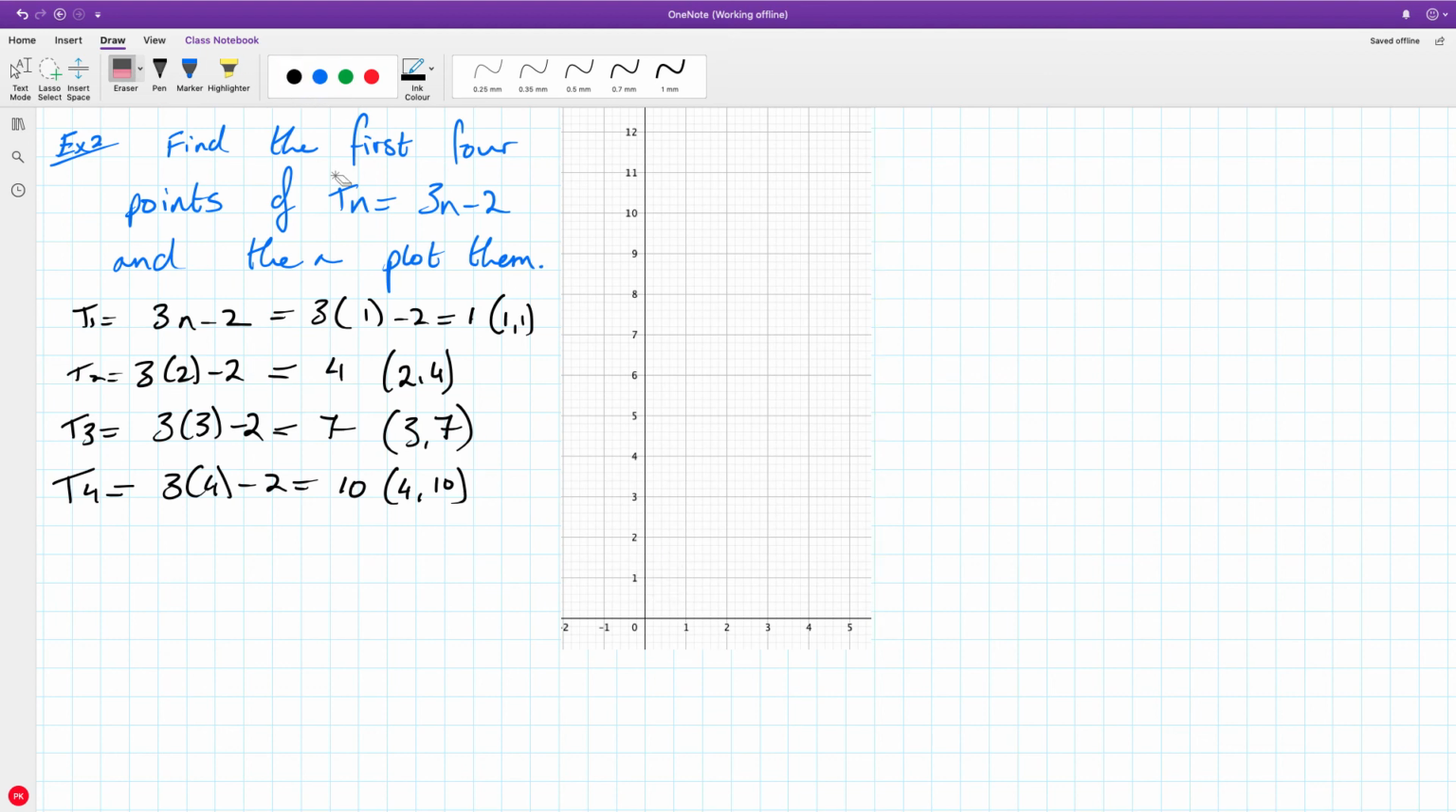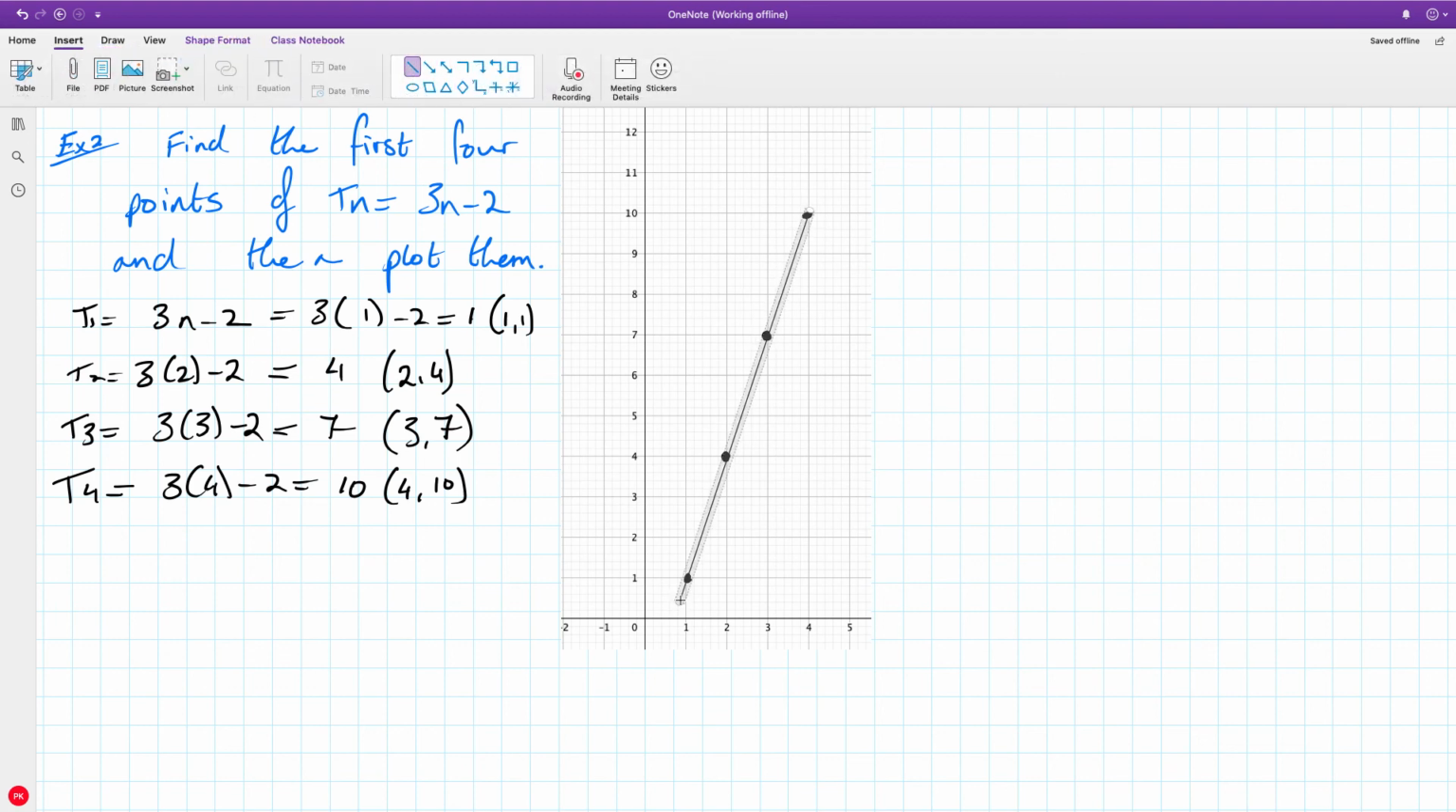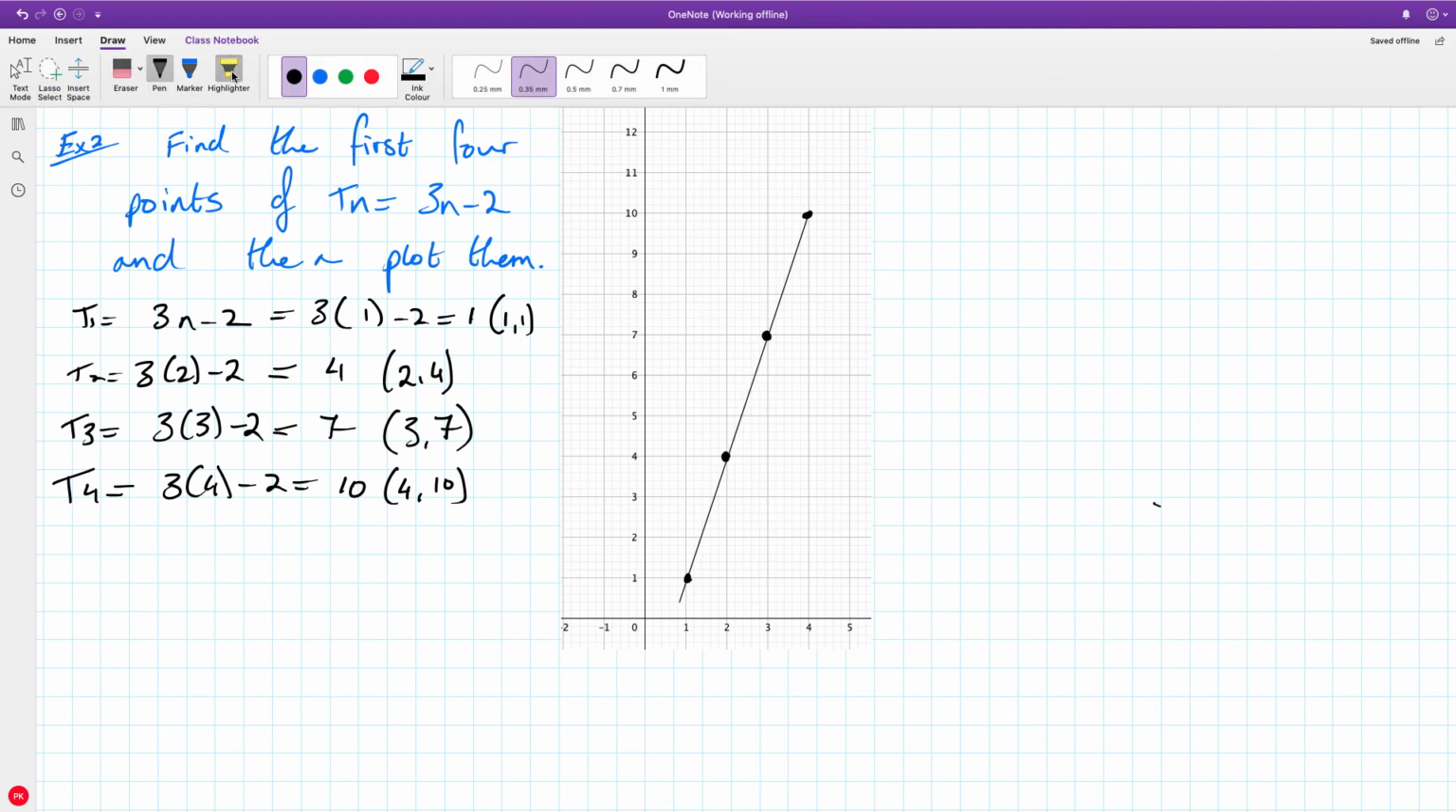So we go out to 1 and up to 1. Our next one is out to 2 and up to. Our next one is out to 3 and up to. And the last one is out to 4 and up to. And we can see then if you were to draw a straight line between them all, it shows how it's linear. And what's it going up by each time? 3. And how do I know it's going to be 3? Because it's 3n. Alright? So I'll give you a few of those to practice for homework.